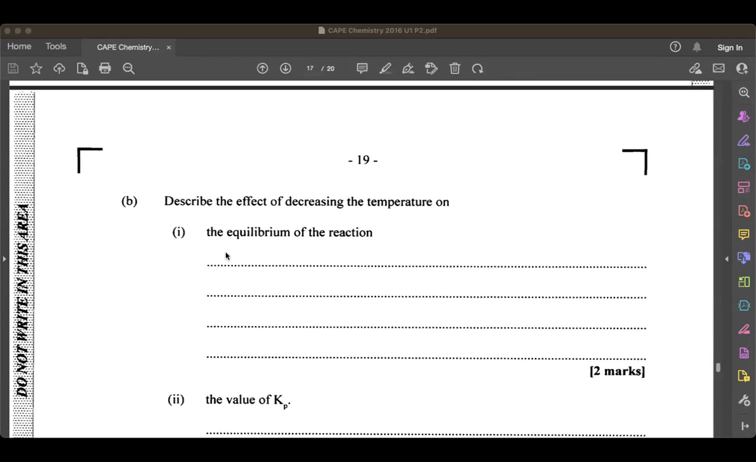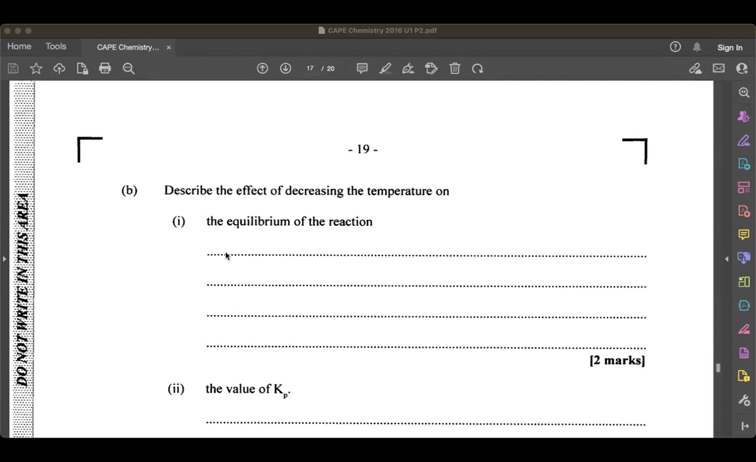So the next part, part B, is asking us to describe the effect of decreasing the temperature. So this is what we're going to change. Now we're going to change the temperature and we're going to decrease it from where it currently is. And they want us to know how that's going to affect the equilibrium of the reaction, and then how it's going to affect the value of Kp. So from up top, we knew that the reaction given is an exothermic one.